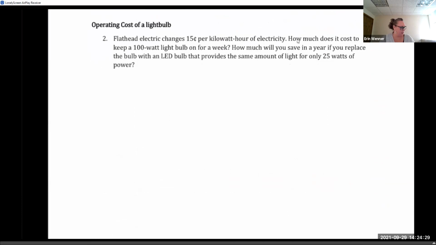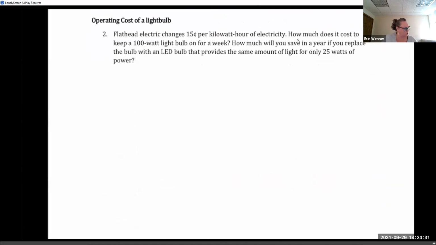So, Flathead Electric, they charge, in this fictional situation, 15 cents per kilowatt hour of electricity. How much does it cost to keep a 100-watt light bulb on for a week, right? So you go away, you leave your outdoor light on to scare off the honest burglars. Not that anybody who's driven past more nights in a row and seen that it's on every night is going to know that you're not gone. But we do it to make ourselves feel safe, right? How much will you save in a year if you replace the bulb with an LED bulb that provides the same amount of light for only 25 watts of power?